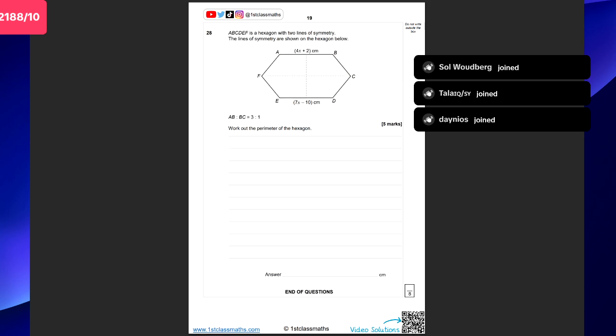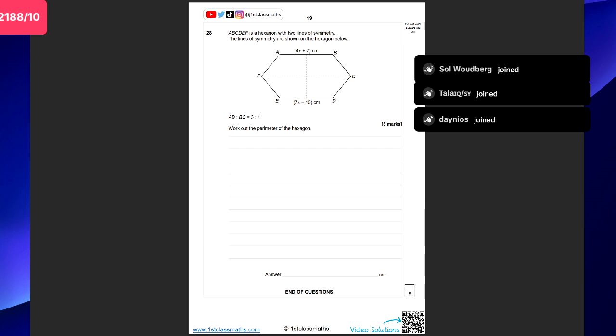And then last question for today. This one is quite a meaty question. It says ABCDEF is a hexagon with 2 lines of symmetry. The lines of symmetry are shown below. I'll show you on the hexagon below. So A to B, B to C, C to D, D to E, E to F, and then A to F.